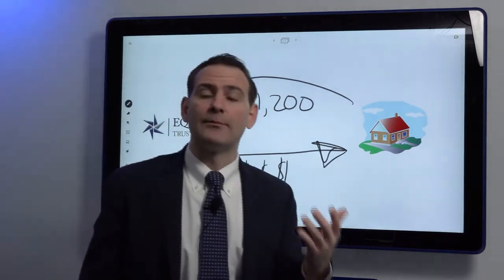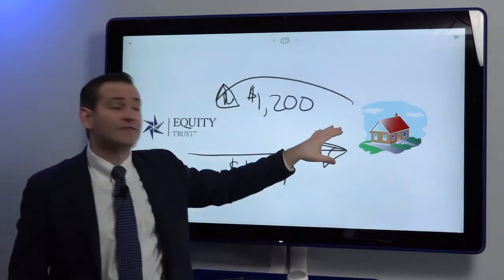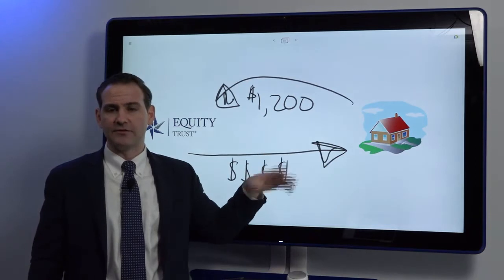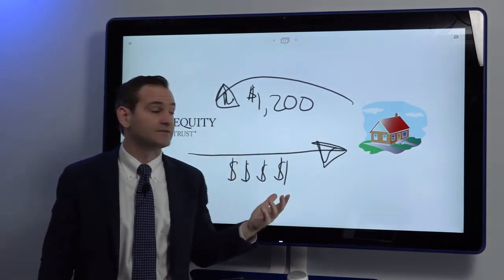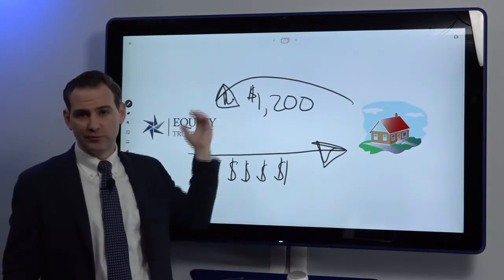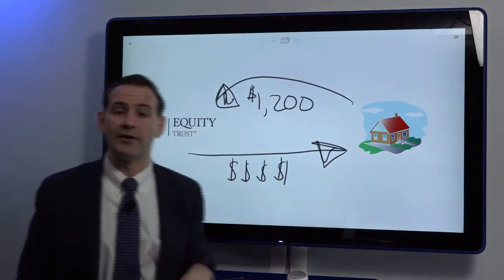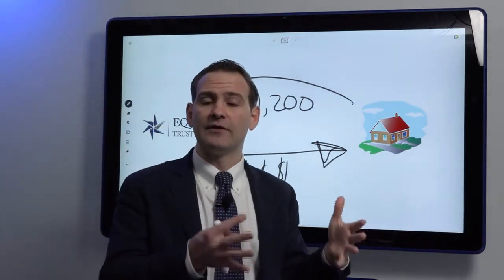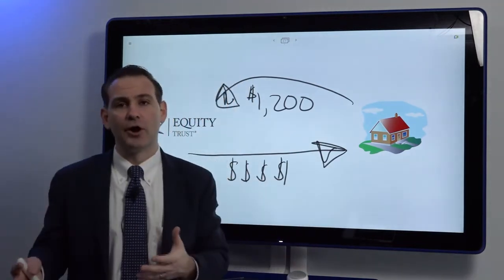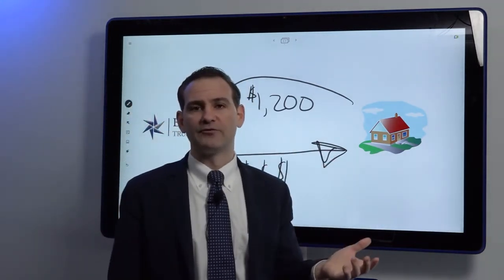Also, if you have a property management company, you might have the property management company collecting the rents, paying for the ongoing expenses, and then the net proceeds will flow back into your Equity Trust IRA. Some self-directed IRA investors manage properties on their own, and some hire a property management company.